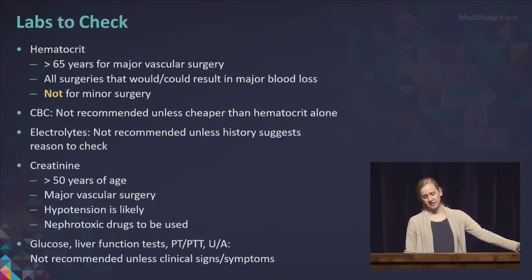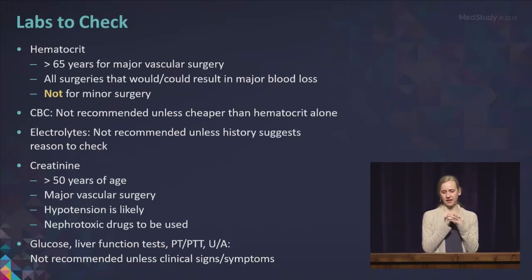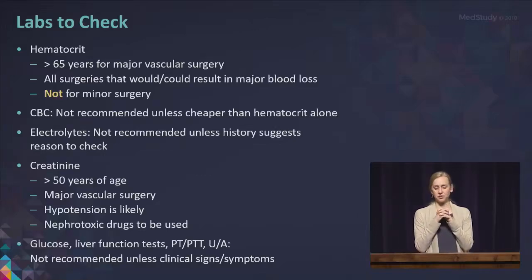So, labs. You're going to try to do as minimal testing as possible, especially when you're sitting for a major high-stakes exam. Hematocrit, only if they're over 65 or there's a risk of major blood loss. Otherwise, you don't need that. And we're not going to order a CBC unless it's cheaper than the hematocrit, right? Similar to everything else, we don't want to get the MCV and all these random parts of the CBC if all we really need to know is the hemoglobin or hematocrit. For electrolytes, you don't need to check them unless there's a historical reason that they need it, like a history of hyponatremia or a medicine that puts them at risk.